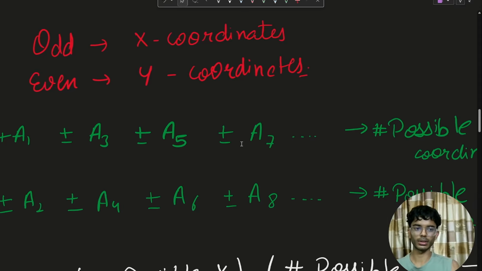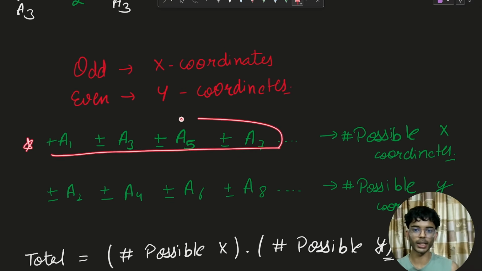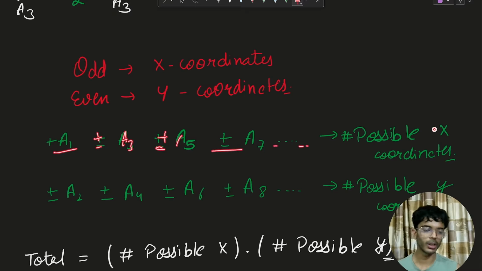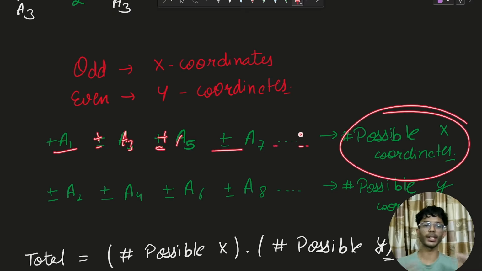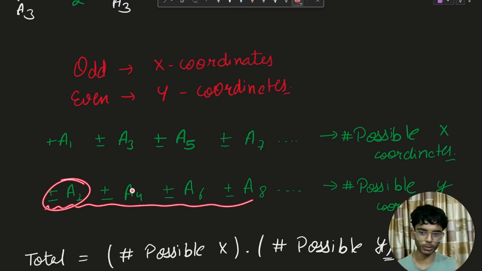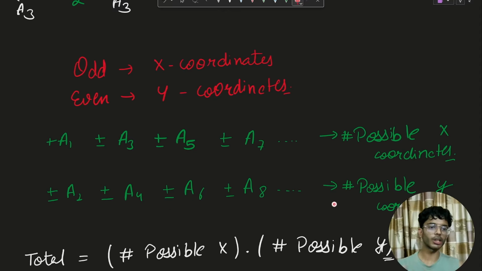So yeah, this is the value, right? The number of possible values of A1 plus minus A3 plus minus A5 plus minus A7 dot dot dot will give us the number of possible x coordinates which we can end up on. And the number of possible values of plus minus A2 plus minus A4 plus minus A6 dot dot dot will give us the number of possible values of y coordinates, right?